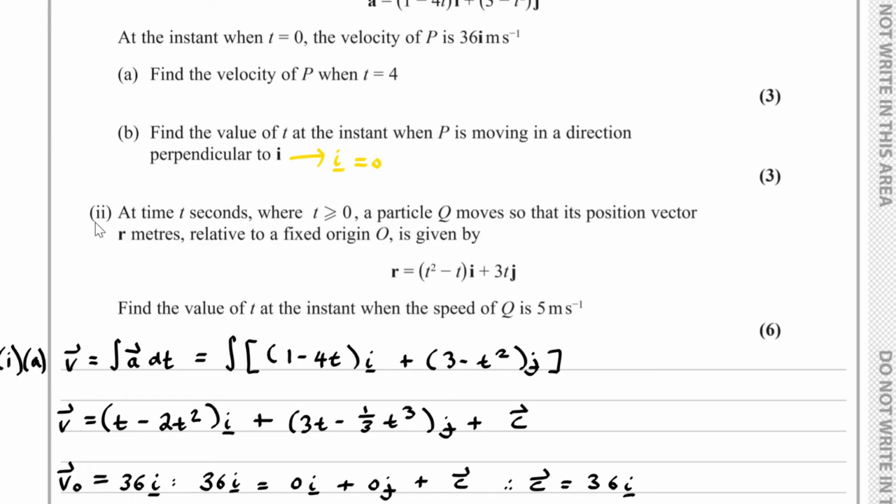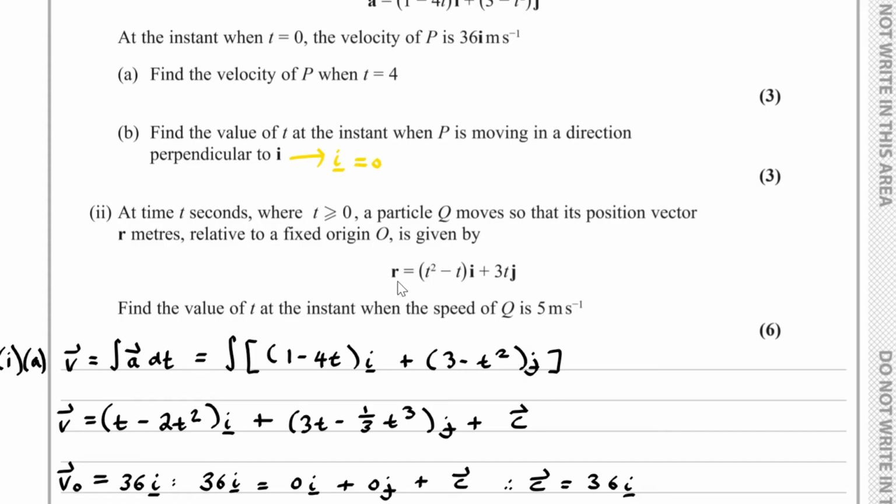For the second part of the question, at time t seconds, where t is greater or equal to 0, a particle Q moves so that its position vector r meters relative to a fixed origin O is given by t squared minus t in the I direction plus 3t in the j direction, and we have to find the value of t at the instant when the speed of Q is 5 meters per second.